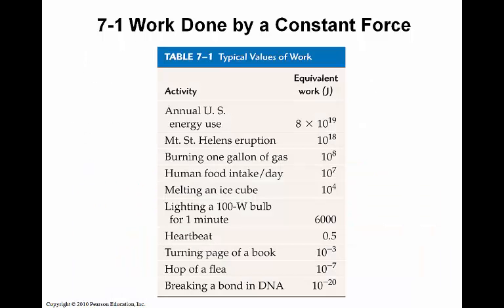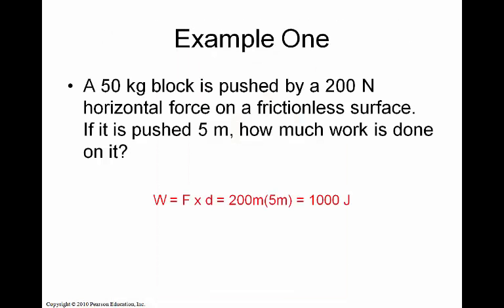To give you an idea of how much energy different things have, for example, if you operate a 100-watt light bulb for a minute, you are using 6,000 joules of energy. It's equivalent to that much work being done. If you turn a page, it takes 1,000,000th of a joule to turn the page.